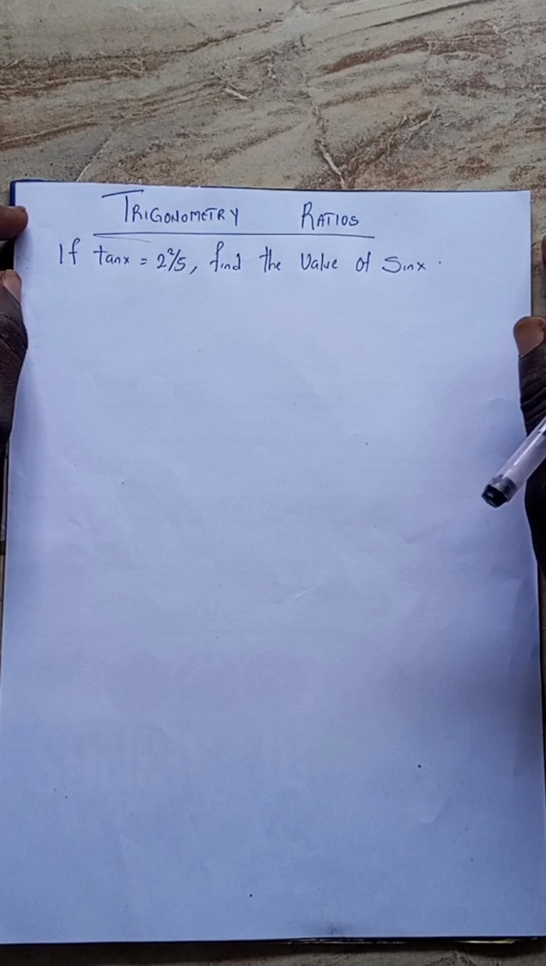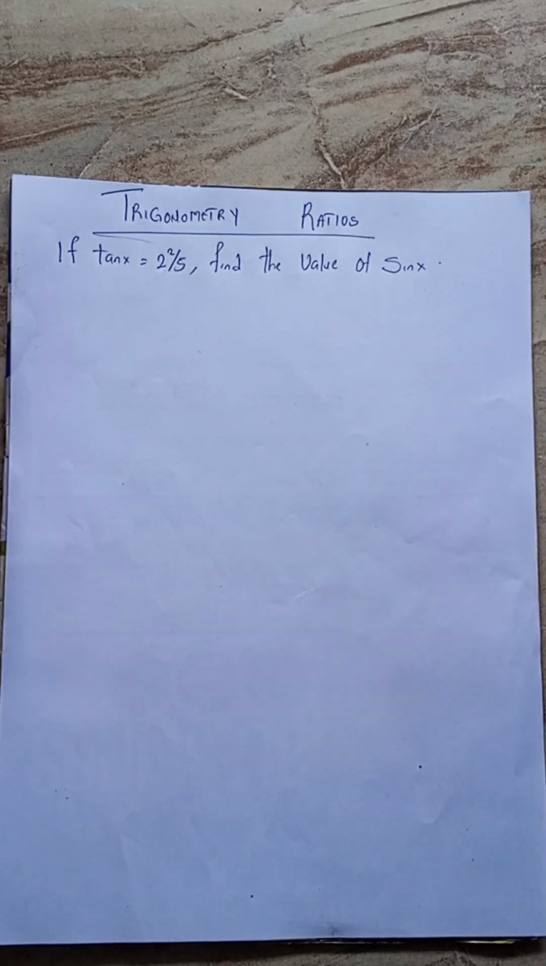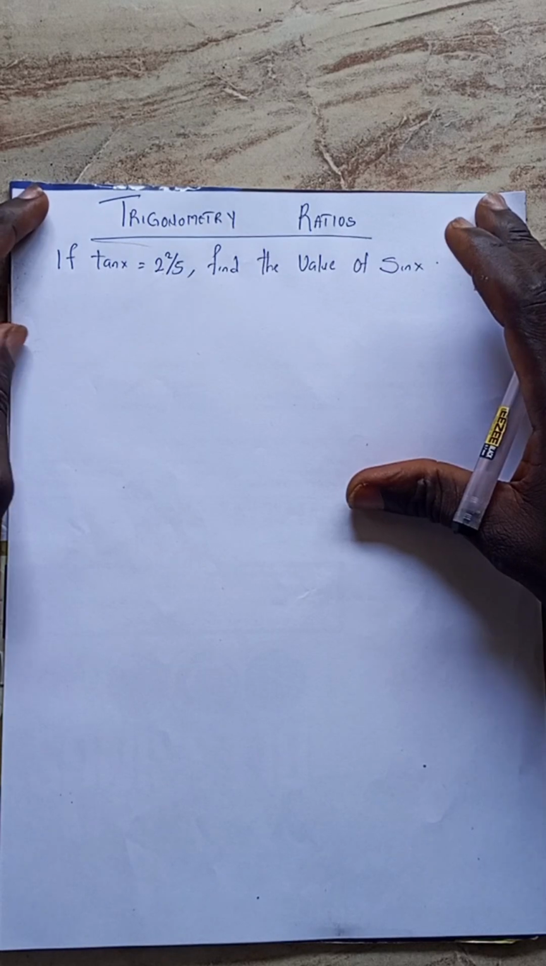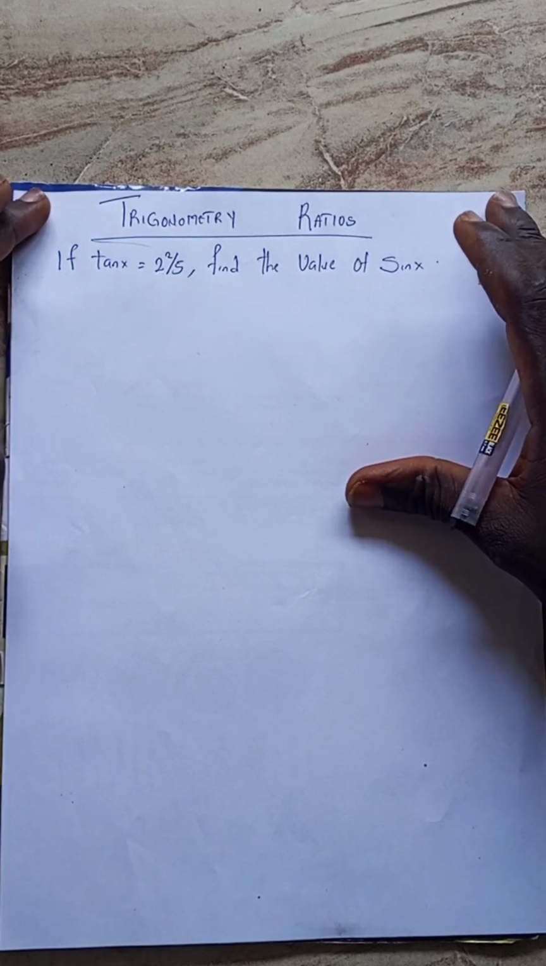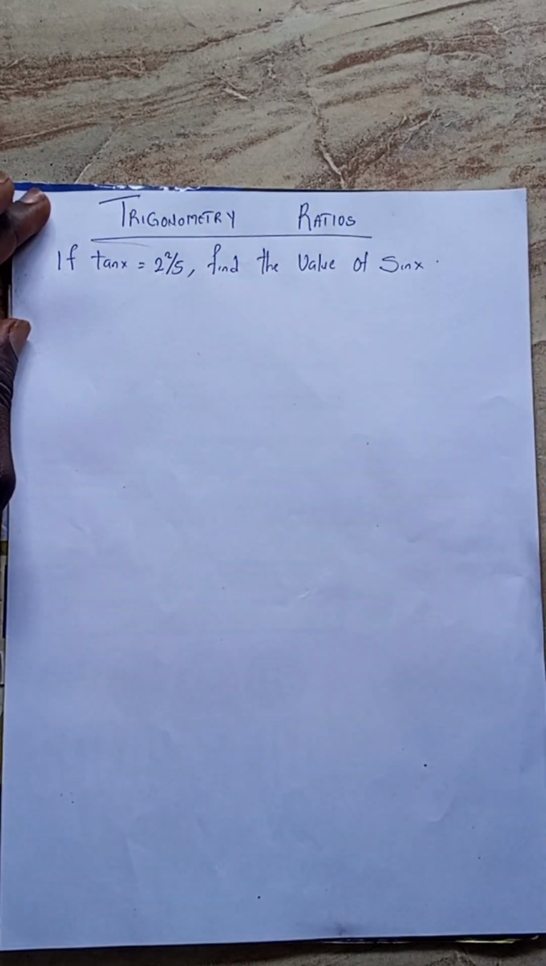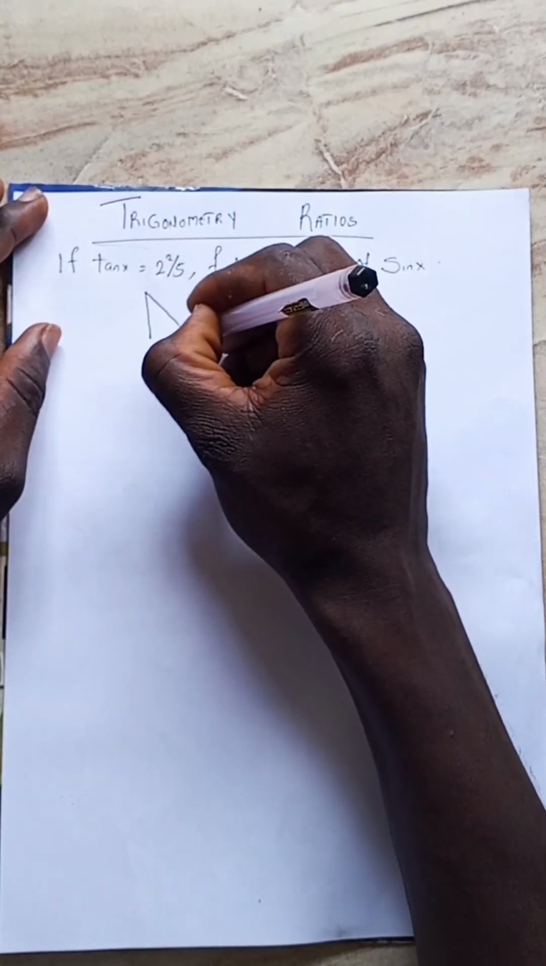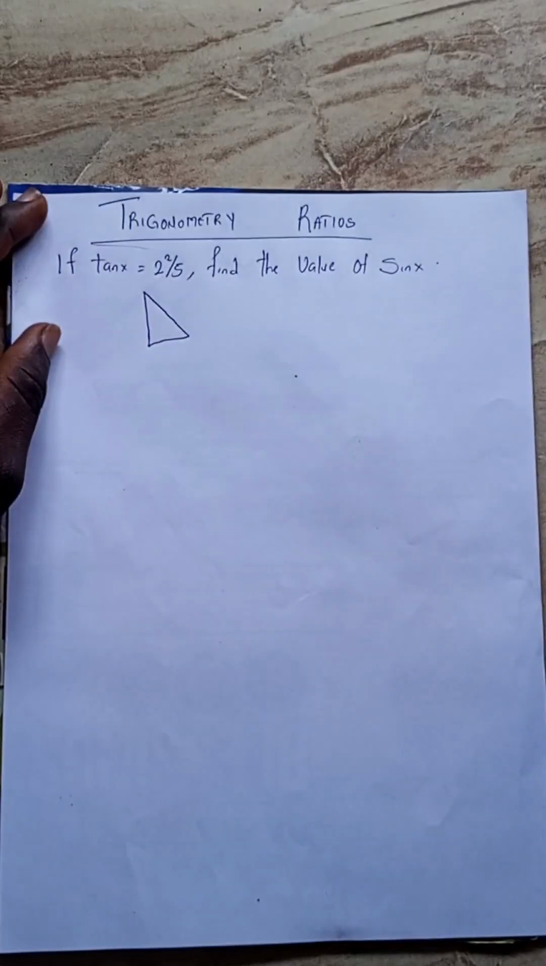Let's quickly look at this question under trigonometry ratio. The question says if tan x equals 2 2/5, find the value of sin x. When you see a question like this, the first thing you should do is draw your right angle triangle.